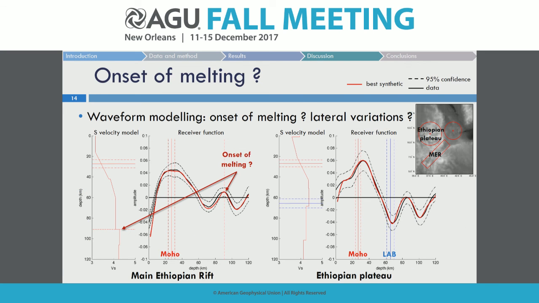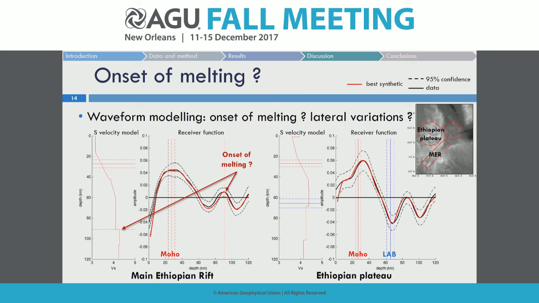It's also interesting, but less. It's a bit tenuous, but with the waveform modeling, if we look at the Ethiopian plateau, we see the LAB quite nicely with the velocity decreasing with depth. If we go in the main Ethiopian rift, we have no velocity decreasing with depth, but we have a velocity increasing at around 90 kilometers. So that's this one. So that's really small. So we can't really say for sure it's here, but the depth correlates nicely with what Ferguson and other petrologists have found as the onset of melting. So it should be good.